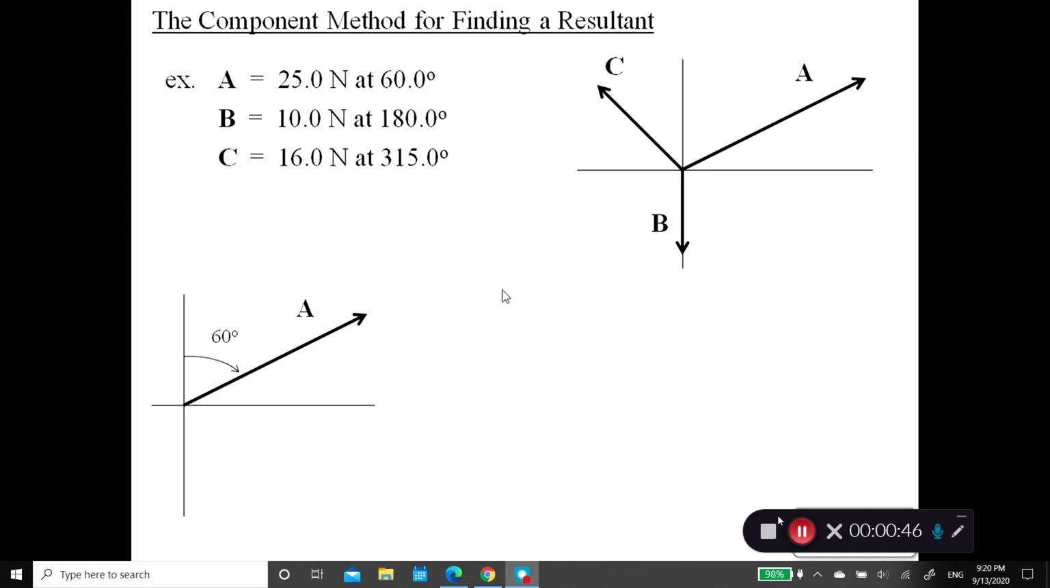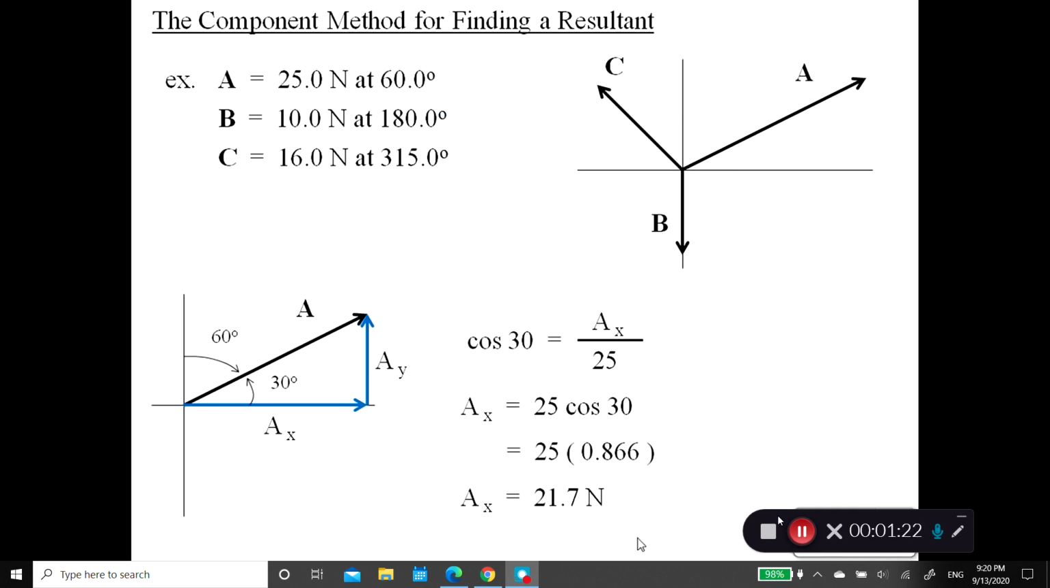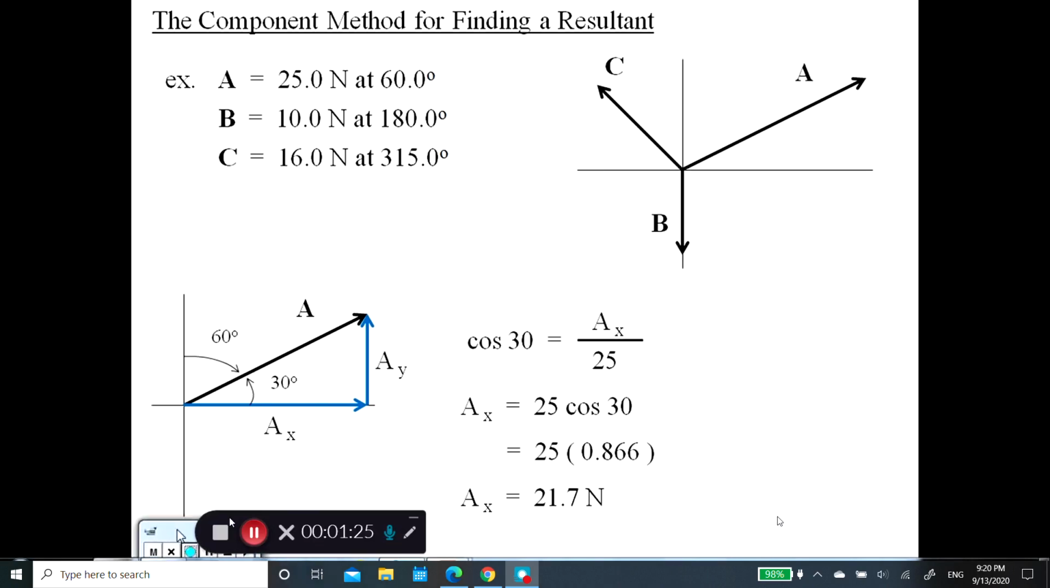What we're going to do is break vector A into components, x and y components. There's my a sub x, and there's my a sub y. The angle here we're going to need, and it's readily apparent, is 30 degrees. Now to find component a sub x, which is the adjacent side in my vector triangle to the angle, with a hypotenuse of 25, we're going to use a cosine function. So cosine of 30 is a sub x over 25. Multiplying the 25 over, we get a sub x is equal to 25 times cosine of 30, which turns out to be 21.7 newtons.